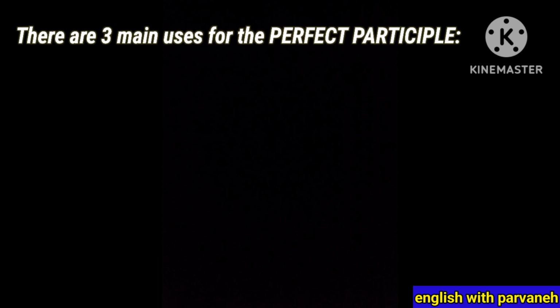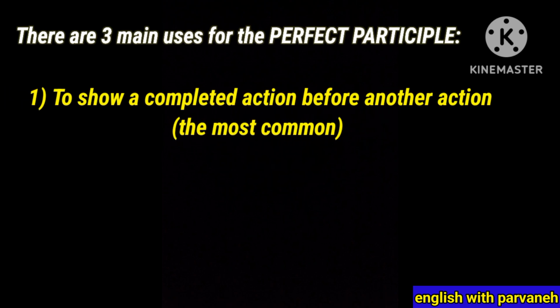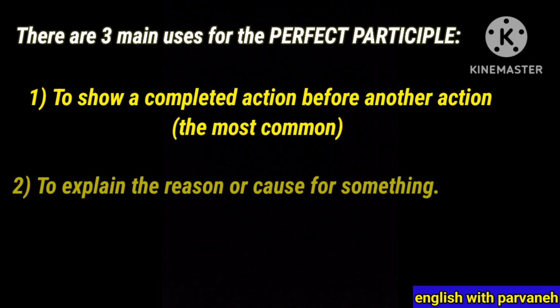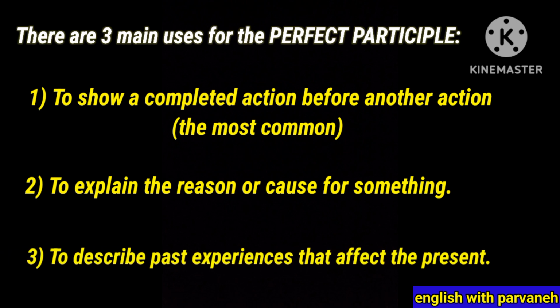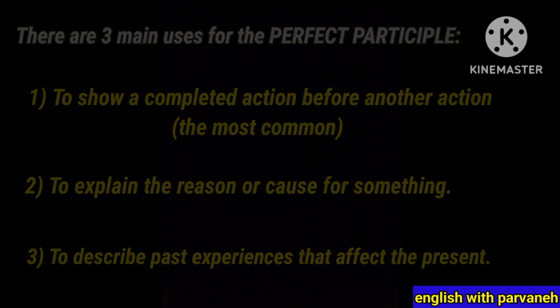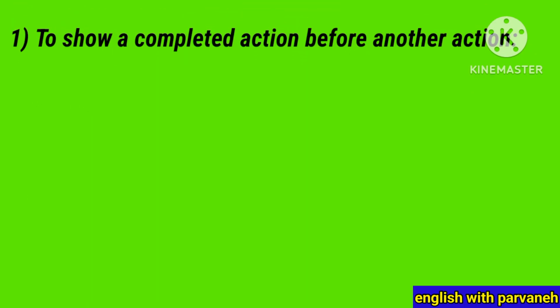There are three main uses for the perfect participle. Number one, to show a completed action before another action, and this is the most common use. Number two, to explain the reason or cause for something. And number three, to describe past experiences that affect the present. All right, let me explain these three uses one by one with some examples.